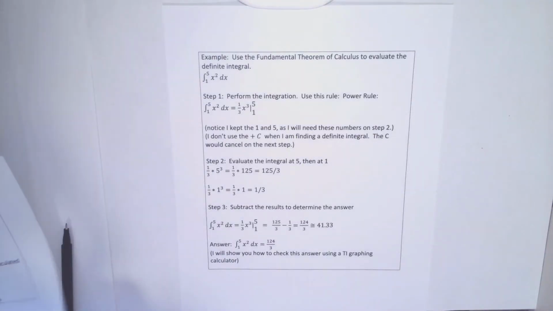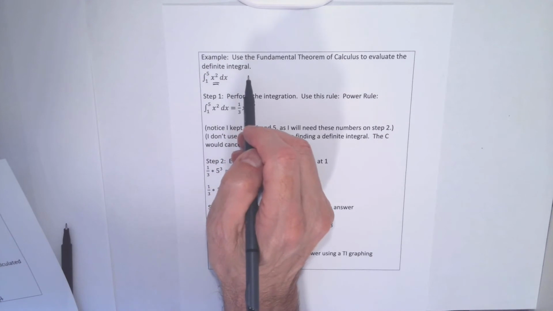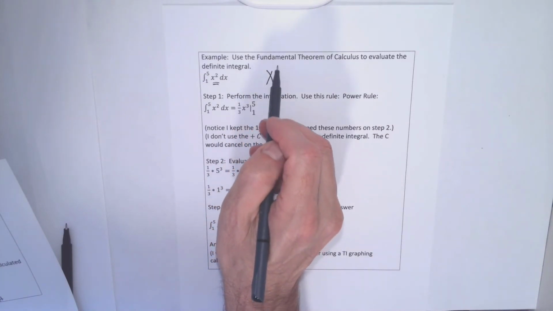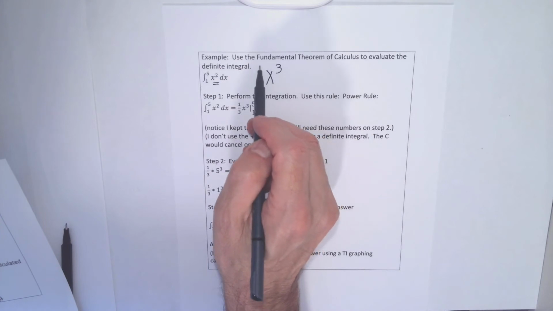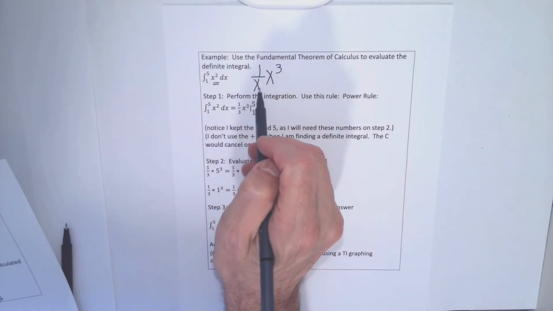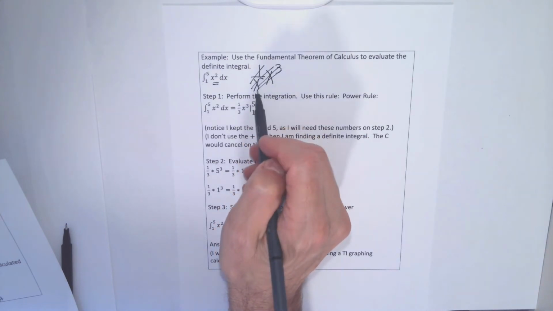And let me show you. So how would I integrate this? Well, that's just a generic power rule. To integrate this function, I'm going to add 1 to the exponent and multiply by 1 over the new exponent. When I have indefinite integrals, I tack on a plus c.